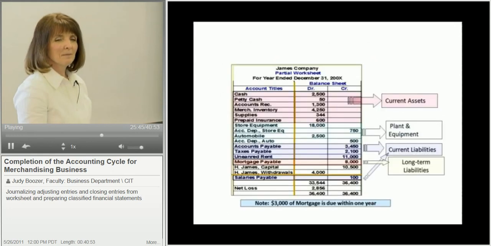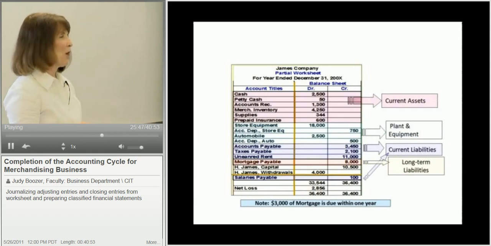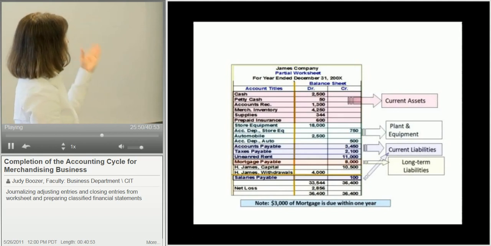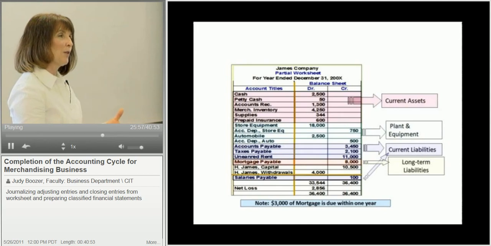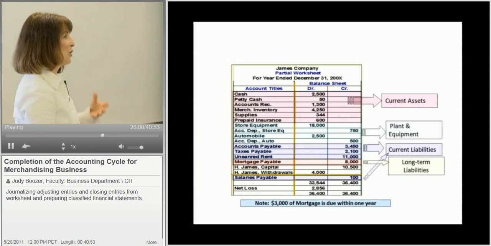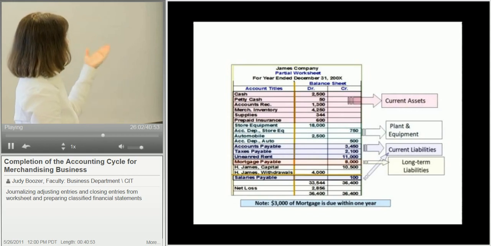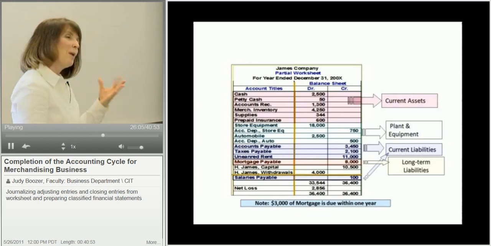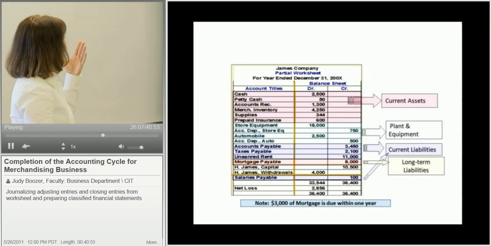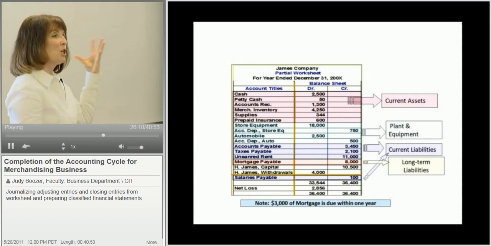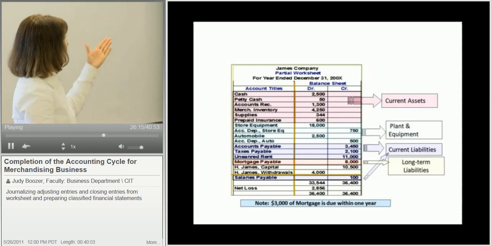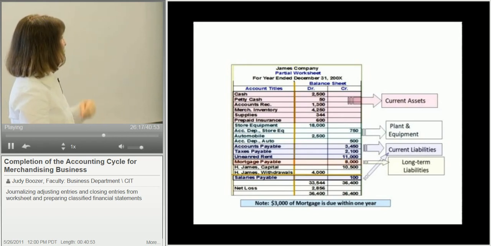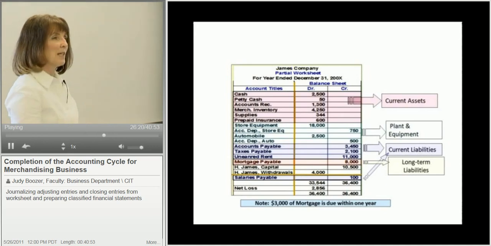Now, take a look at this partial worksheet again. Notice you'll see current assets usually listed first. When you set the chart of accounts, usually you look at those liquid assets and list them first because they're the ones most frequently used. And see the things we have under it. Cash, petty cash, supplies, merchandise inventory, prepaid insurance, because usually we don't pay for that for more than a year in advance. And then longer term, it's going to be store equipment, automobile, things like that.